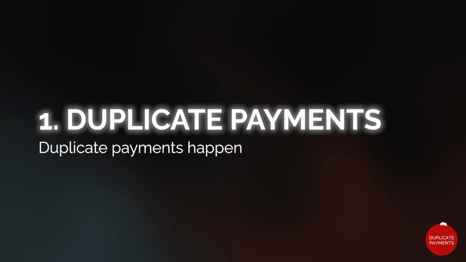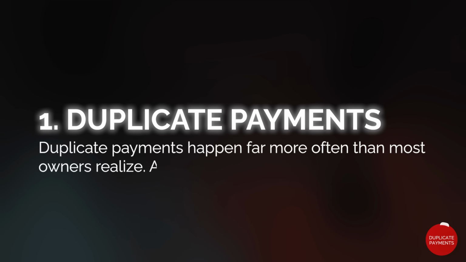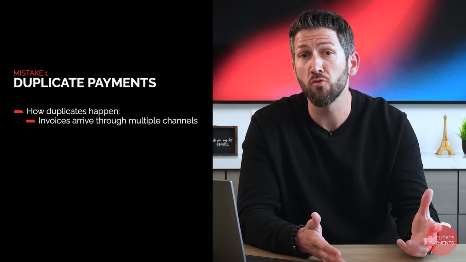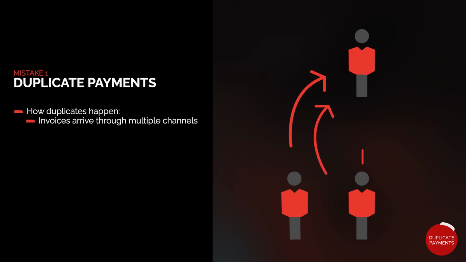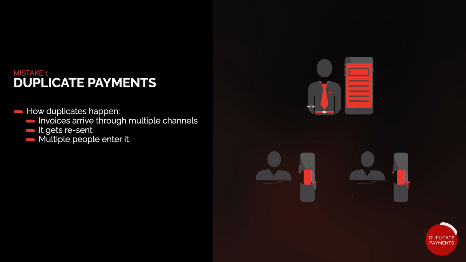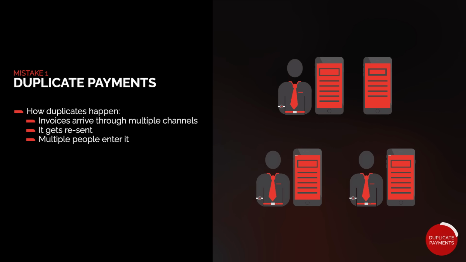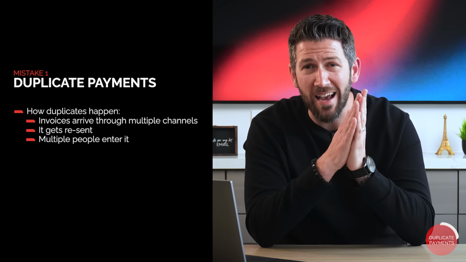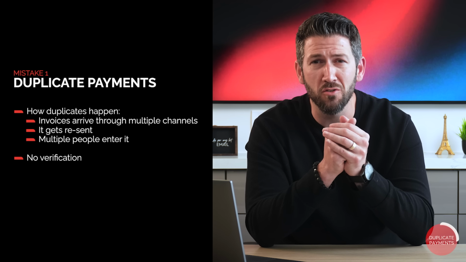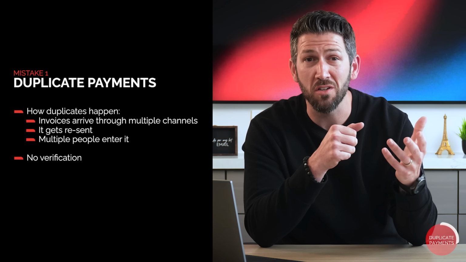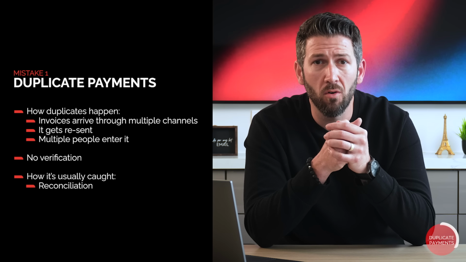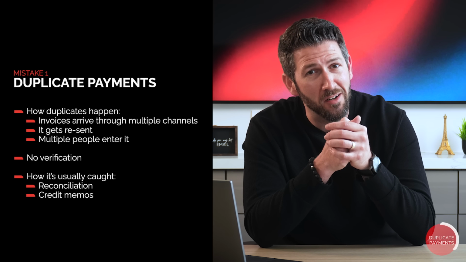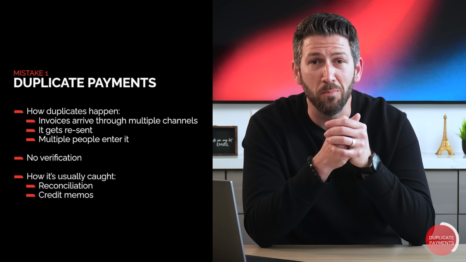Duplicate payments happen far more often than most owners realize. And the reason is simple. Invoices arrive through multiple channels. A vendor emails the bill. Someone forwards it. The vendor resends it because the payment is slow. So somebody uploads that PDF and 2 people enter it, or the same person enters it twice, weeks apart. And because AP is scattered across inboxes and spreadsheets, there's no single place verifying whether the invoice already exists. And most businesses only catch it during reconciliation. Or when the vendor sends a credit memo 3 months later, and by then it's awkward or impossible to fix.